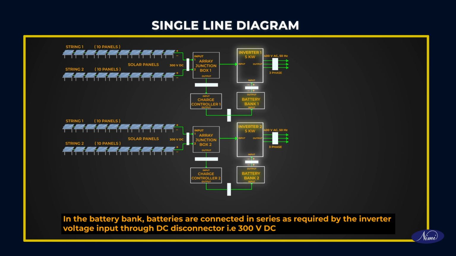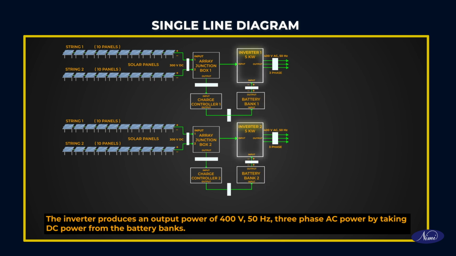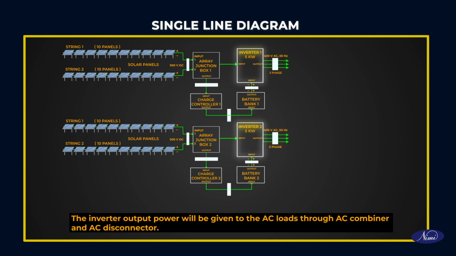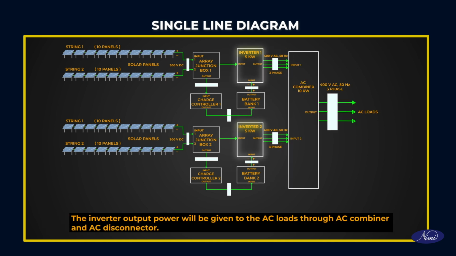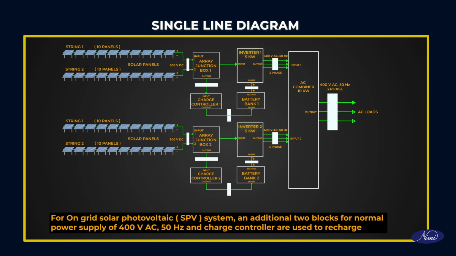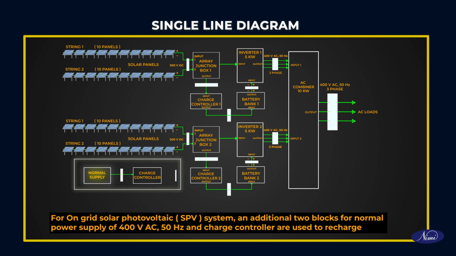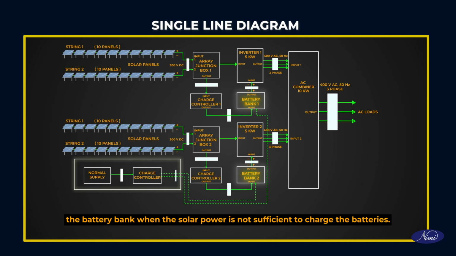that is 300 volts DC. The inverter produces an output power of 400 volts, 50 Hz, 3-phase AC power by taking DC power from the battery banks. The inverter output power will be given to the AC loads through AC combiner and AC disconnector. For on-grid solar photovoltaic system, an additional 2 blocks for normal power supply of 400 volts AC, 50 Hz and charge controller are used to recharge the battery bank when the solar power is not sufficient to charge the batteries.